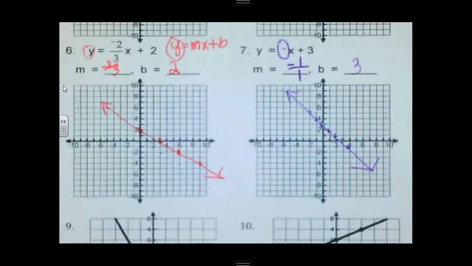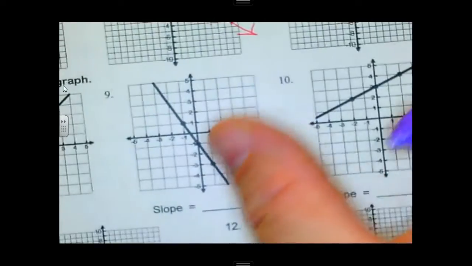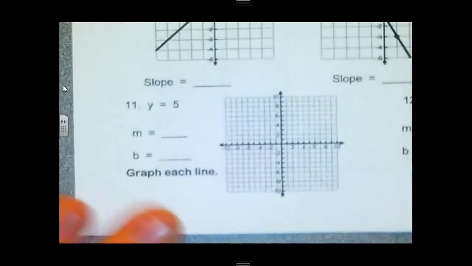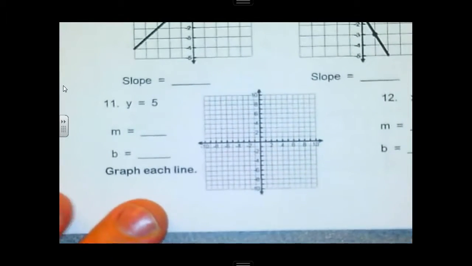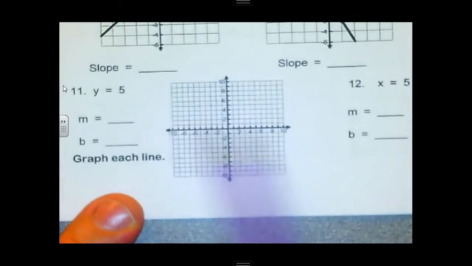A couple of special cases that we went over. And I told you guys it would be easier if you just remembered what kind of lines these are. If I have y equals a number, it's either going to be a horizontal or vertical. In number 12, I have x equals 5. So one of these is going to be horizontal, the other vertical. Do you remember which is which?